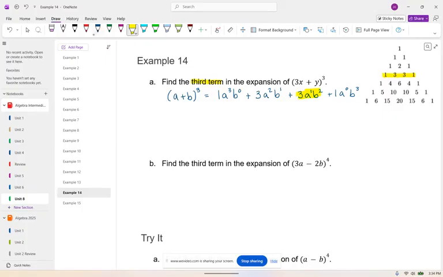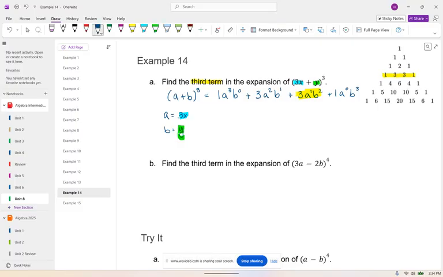And here's how we do it. First of all, a is going to equal 3x. And then b is going to be y. So anywhere we have an a, we're going to substitute 3x. Anywhere we have a b, we're going to substitute y.